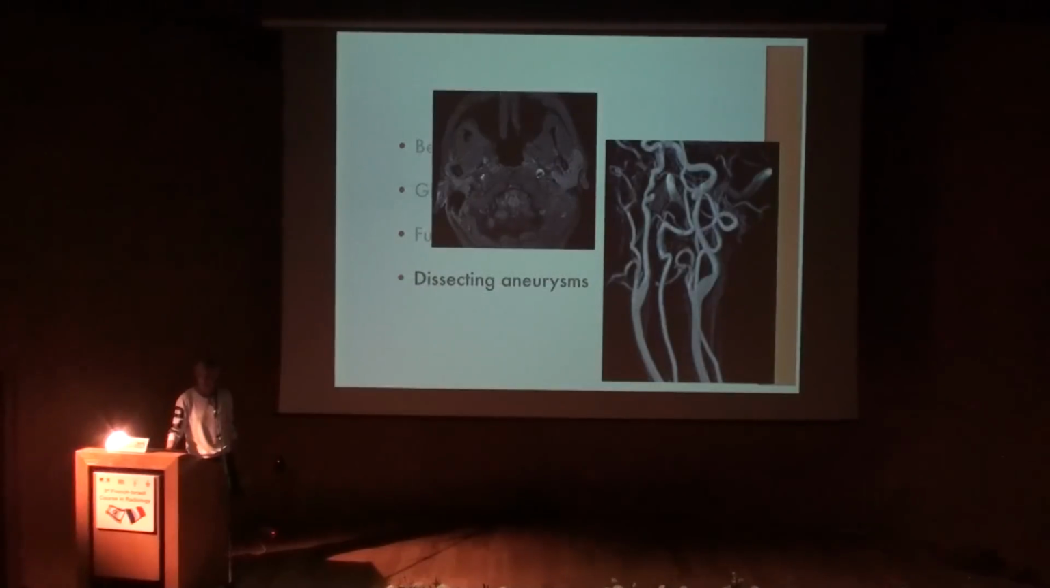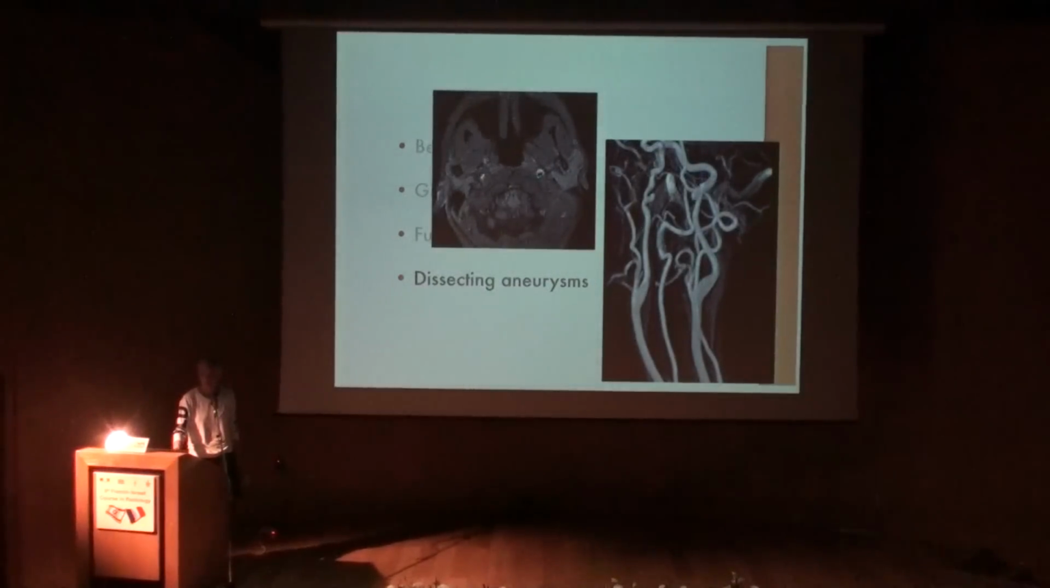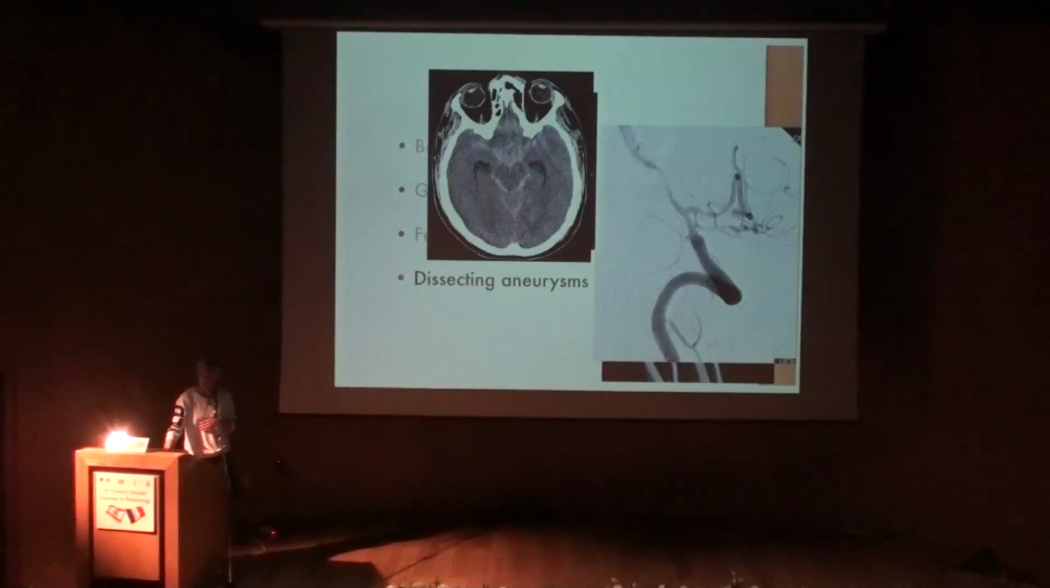And dissecting aneurysms, you see here a very nice example. This is an axial T1 fat-sat. You see this hyperintense signal in the wall of the carotid that represents a dissecting aneurysm. This is the MRA of this patient. You see here the narrowing of the left carotid. You see this hyperintense lesion. This is the dissecting aneurysm. And if you look carefully, you see that he's got the same lesion on the other side. This is the narrowing of the carotid from the dissection, and this is the dissecting aneurysm in the wall.